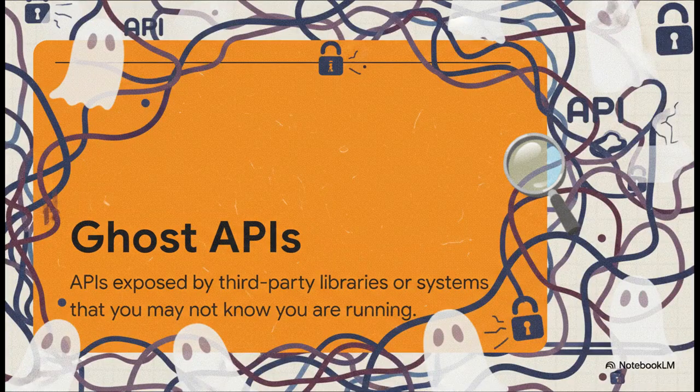And finally, we have ghost APIs. And honestly, these might be the creepiest of all, because they're the threats you didn't even create. You install a third-party tool, maybe a simple library to add a cool feature to your app, but you have no idea that it comes with its own set of APIs. APIs you didn't build, don't control, and don't know are insecure. They're quite literally ghosts in your machine.